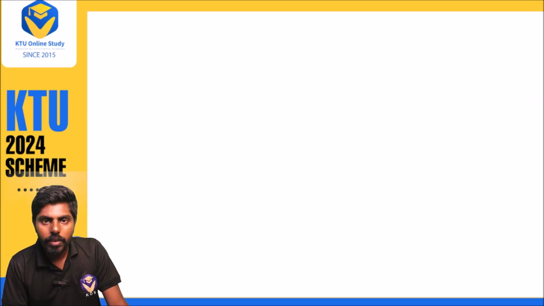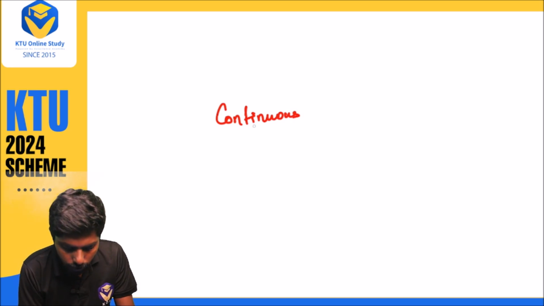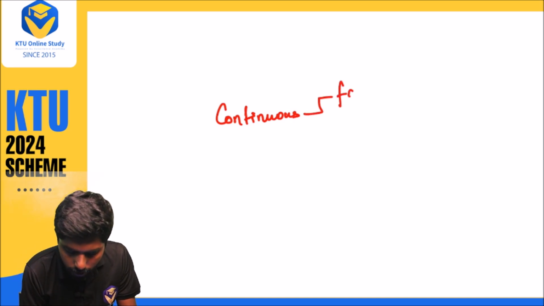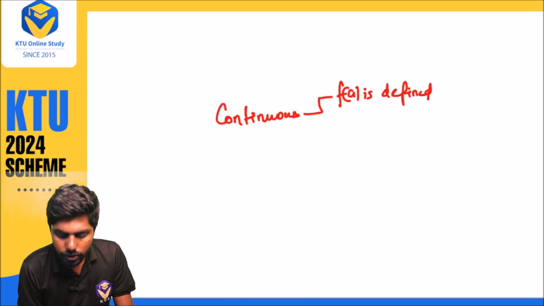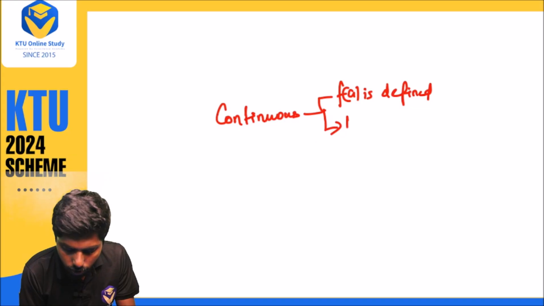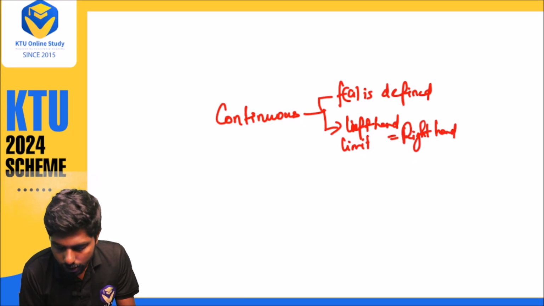So what have we learned today? Today we have learned about continuity. There are three conditions. The first condition is that f of a is defined. Then the second condition is that the left hand limit is equal to the right hand limit.